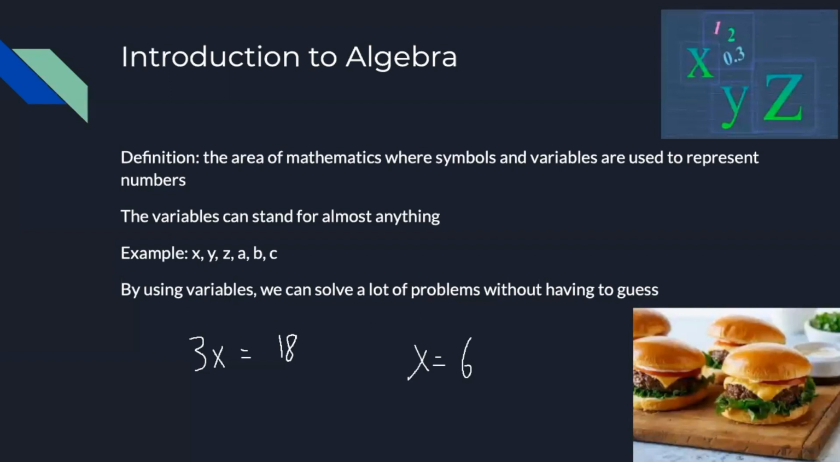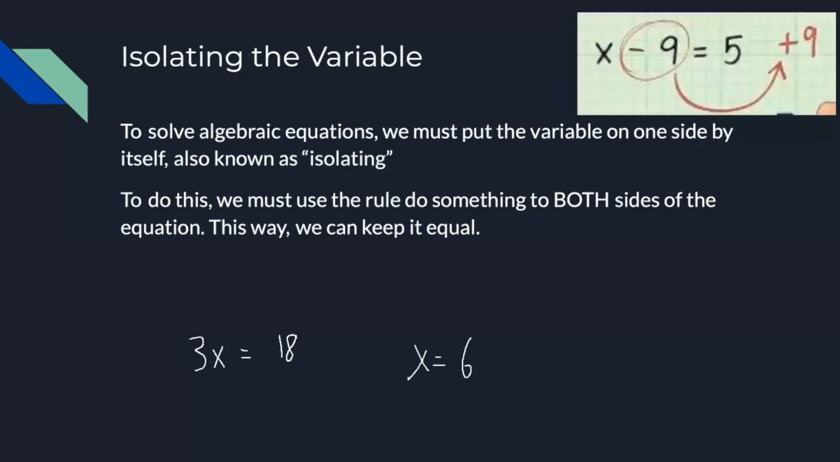Good. So now we can do this without guessing, right? So this is another part about algebra. We can solve a lot of problems without having to guess. Some of you, maybe we could try 5 hamburgers first, maybe 7 hamburgers, but now you can do this without guessing. All right. So let's get into isolating the variable. Okay, so this one's a bit tricky. All right.